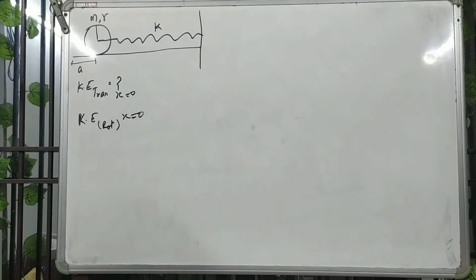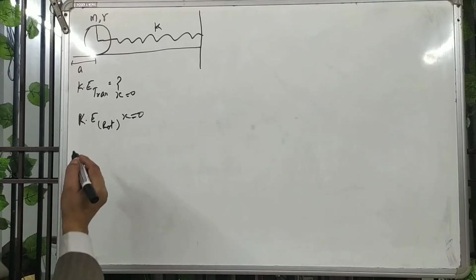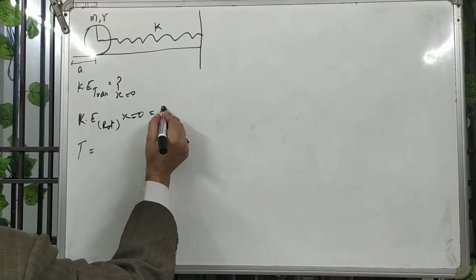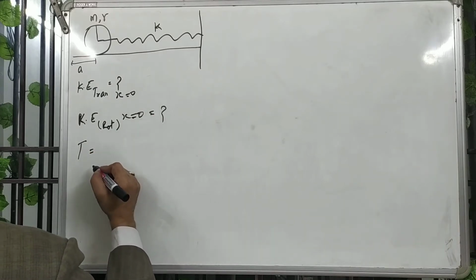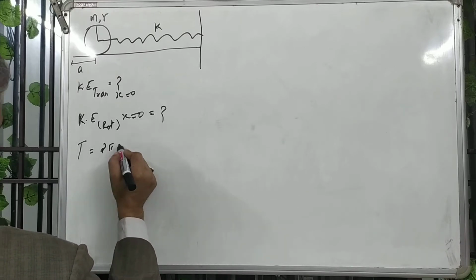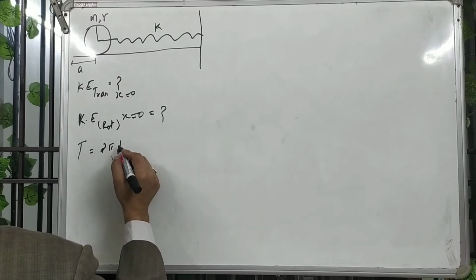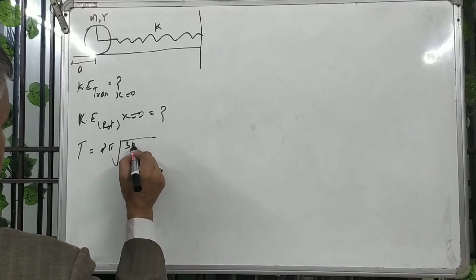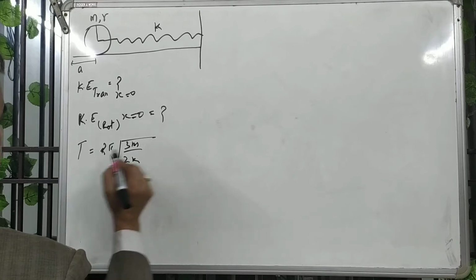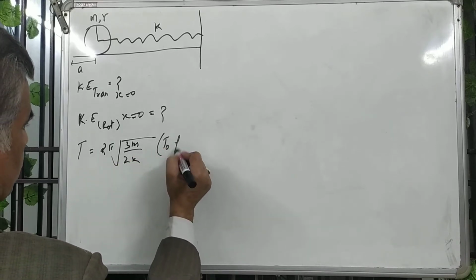And number 3, under these conditions the center of mass of the cylinder executes SHM. You have to prove that the time period T equals 2 pi square root of 3m by 2k. This is the time period. This is to prove.